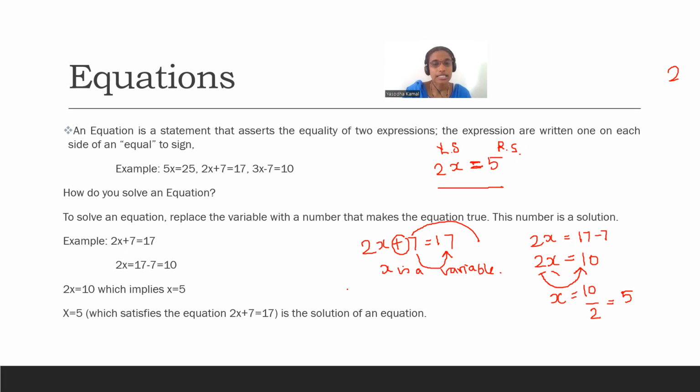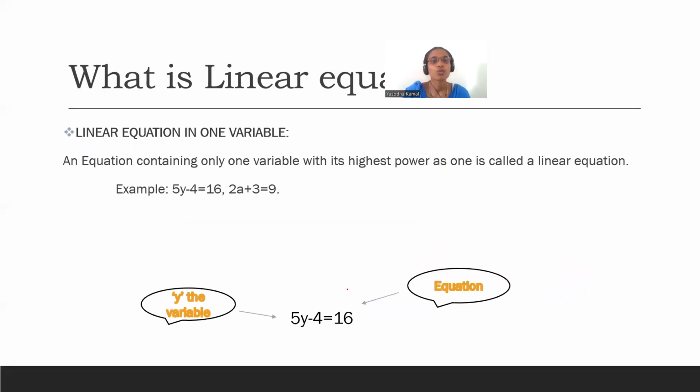I'm now moving to the next slide, which gives you the introduction to what a linear equation is. What is linear? Linear is nothing but an equation which involves only one variable, and the highest power is 1. So what is the highest power? That is the exponent. When you are writing the variable, there is a base and there is also a power.